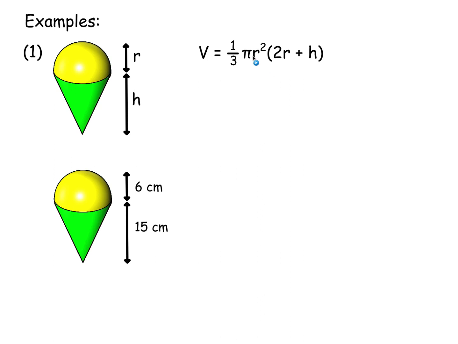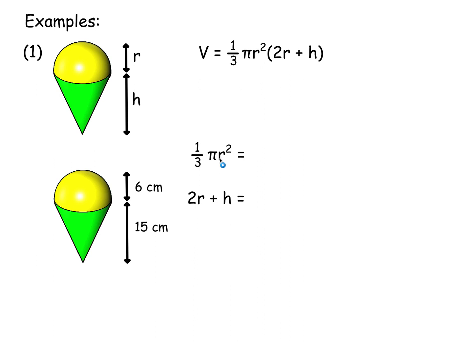So r is the radius, there it is there, that's 6 obviously, and h is the height, there it is here, the height, it's 15. So there's a formula, an unfamiliar formula, and there's a context. Understanding the context, you can see substitute for r being 6 and h being 15. We take a third pi r squared, we work out 2r plus h, and they get multiplied together. So that's what the formula is telling us to do.